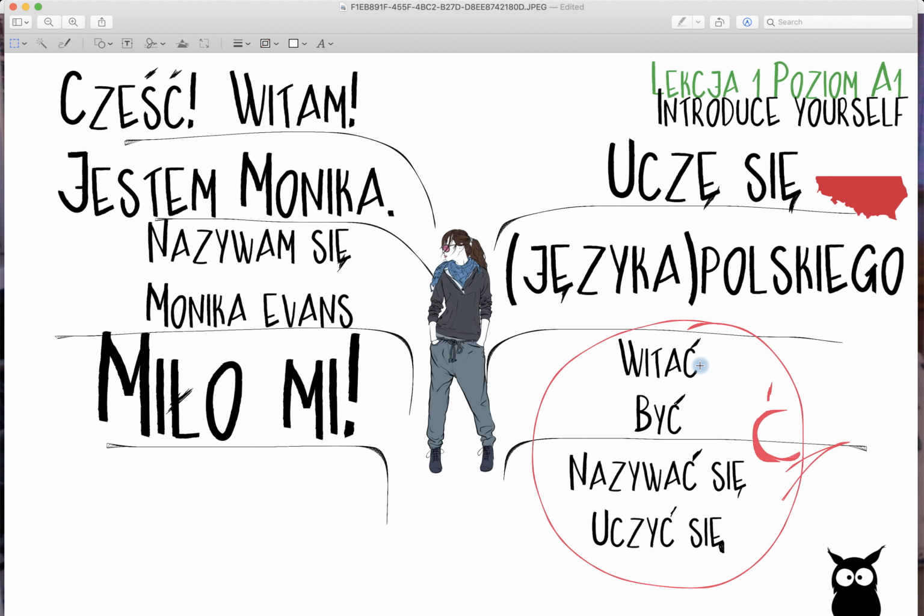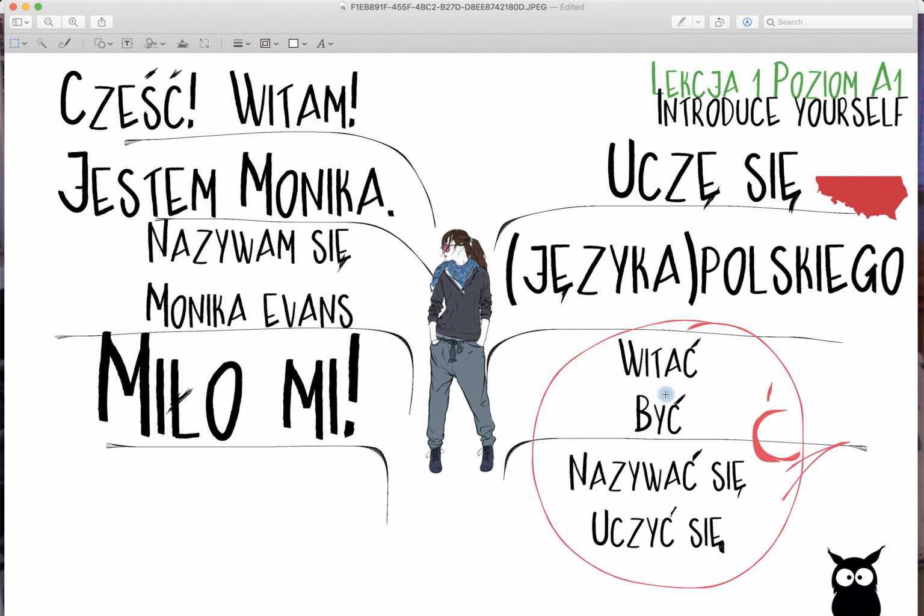Infinitives in Polish will very often end with the C accent, so with the ch letter. Not always, but often. So all infinitives that we have here in our first lesson end with a C accent. So witam literally means I welcome. Witać means to welcome. And again, the ch sound is here.